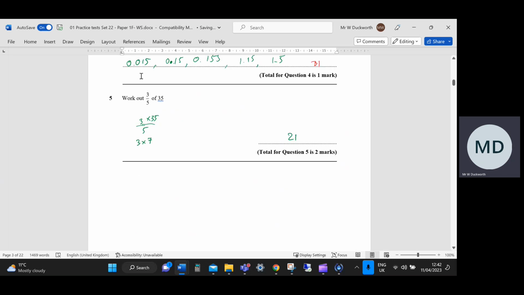Question 5, then we're looking at 3/5 of 35, and we are looking at M1 for a complete method. So I'm going to say that's my complete method, and then A1 for my answer.